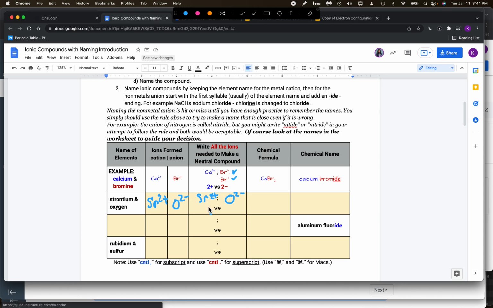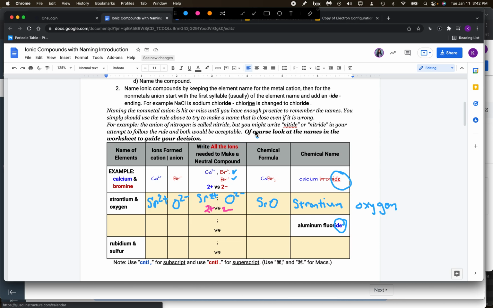But in this case, I'm just going to switch colors. It is already 2+ and 2-, so I'm all done, which means I only need 1 and 1. So I'll have an Sr and O. And then you rewrite these, but now you're going to do a formula. So you have strontium and oxygen. And your job is to add this IDE ending on there.